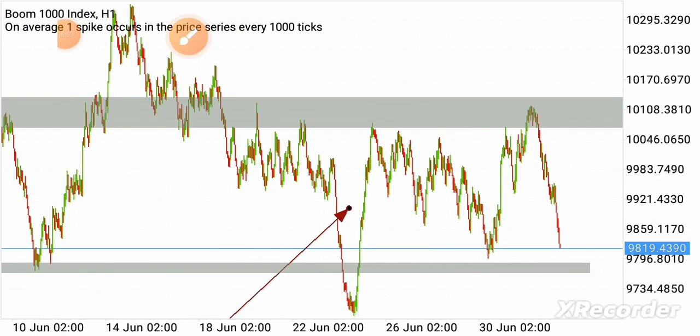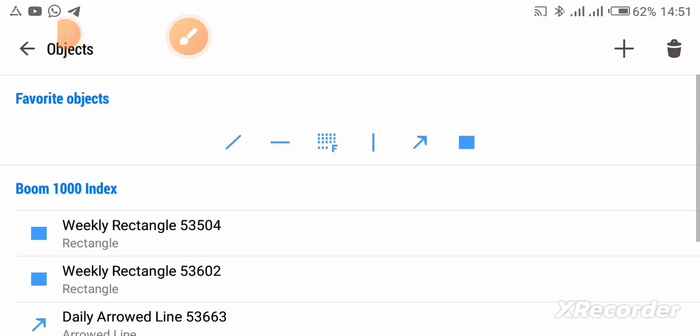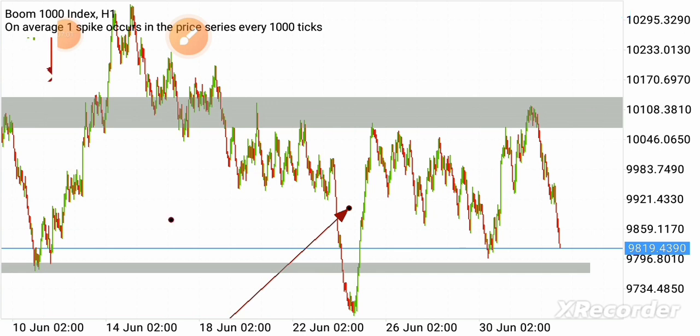How do I use this to trade? How do I trade with these levels I've marked? What I do is I wait. Like now the price is coming down to this level. Once price gets to this level, I wait to see the reaction of the market. I'm expecting a spike to happen at this level.